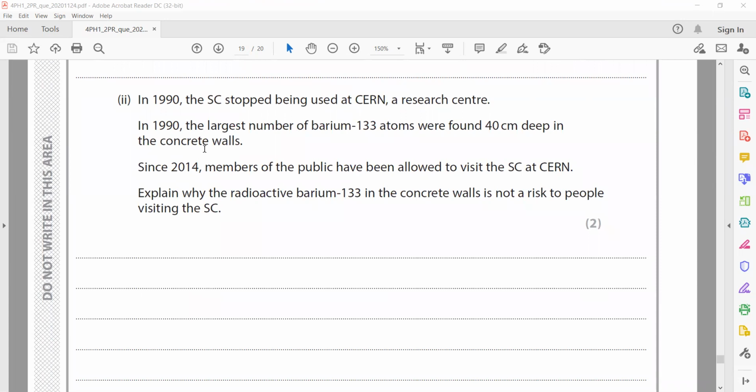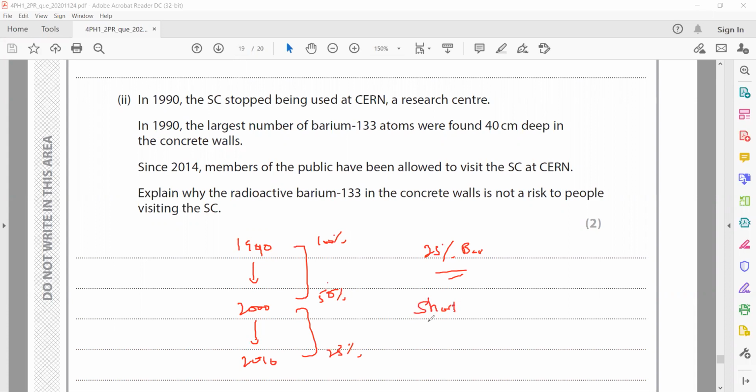So it is approximately like from 1990 to 2000, and from 2000 to 2010. So if originally it was a 100% sample, then 50% barium will be there, and then 25%. So only 25% barium is left. So it reduces the emission as well. And because the people who are visiting the site are exposed for a short time, that also reduces the risk of the exposure of radiation to the visitors.